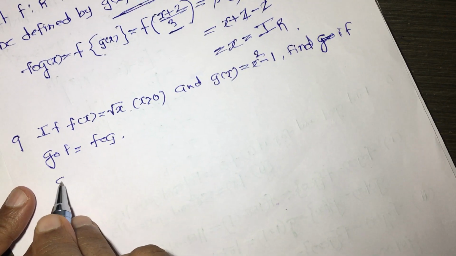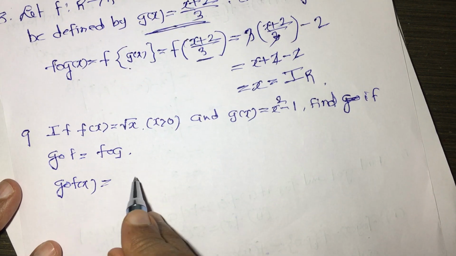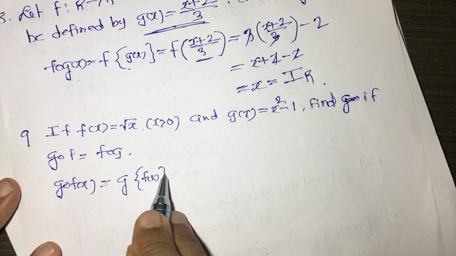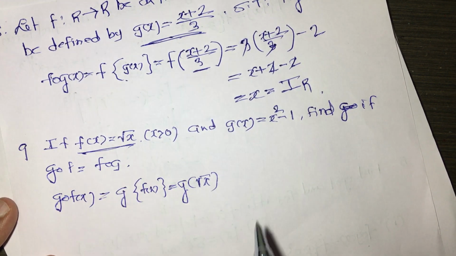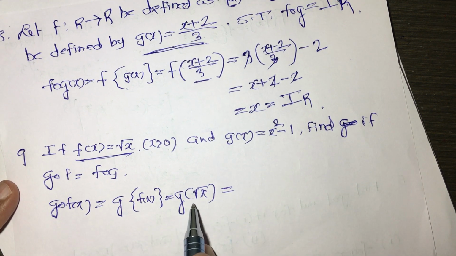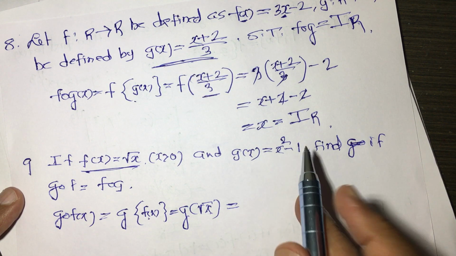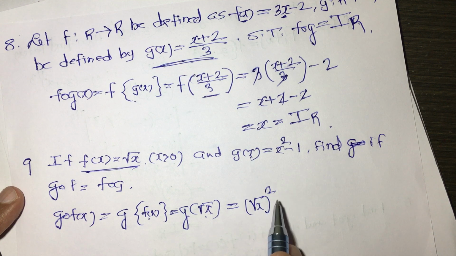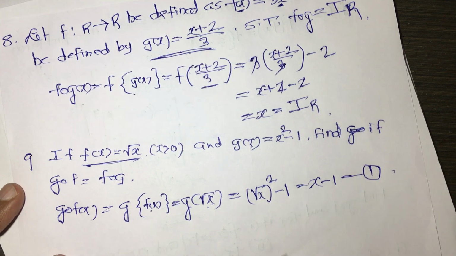So, first I take the left side, g composite f of x, which is g of f of x, and g of f of x means I put the value which is root x, so g of root x. Look here, f of x is root x, I put here the value of f of x, root x. Now, g of x is x square minus 1, so your x is here root x, and root x square minus 1 means it is x minus 1. So, this is your 1.